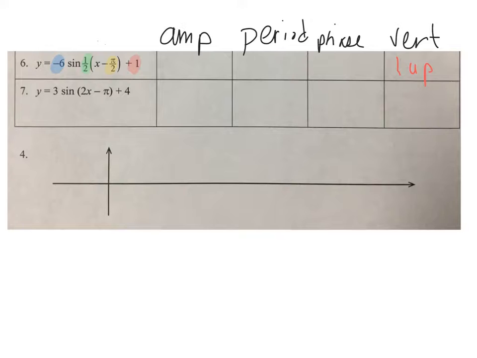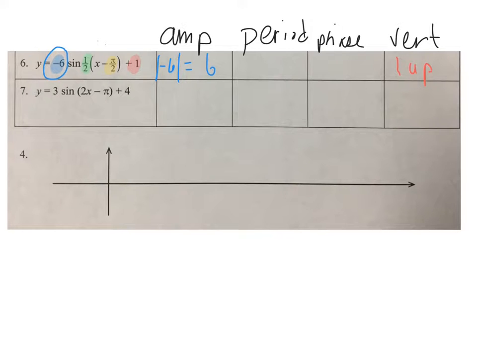The amplitude is pretty good. We take the absolute value of this number, so the absolute value of -6 is +6 as the amplitude. Okay, the negative tells us something about the way the graph looks, but for amplitude we always take the absolute value.